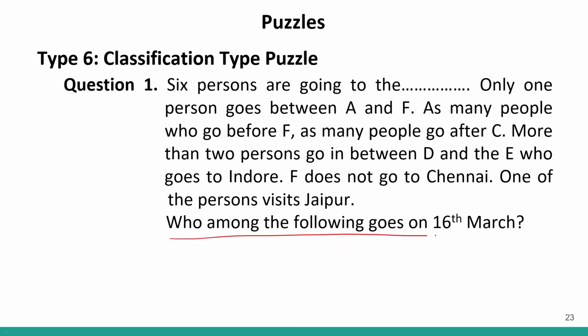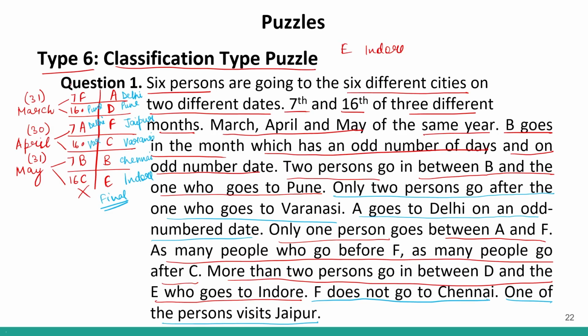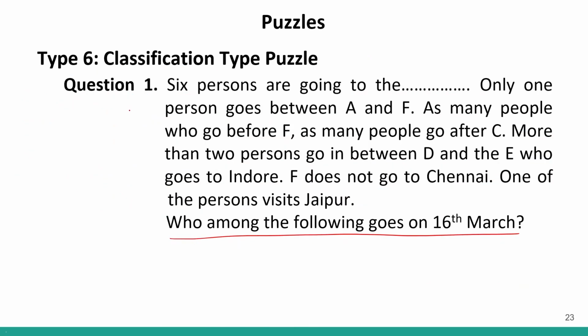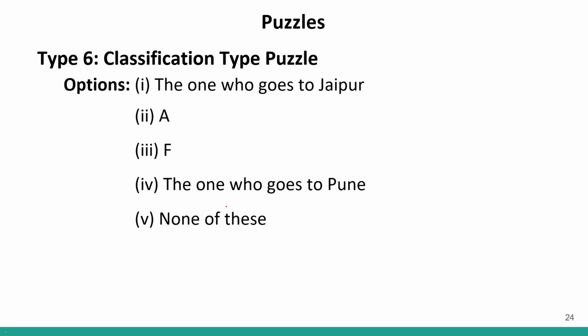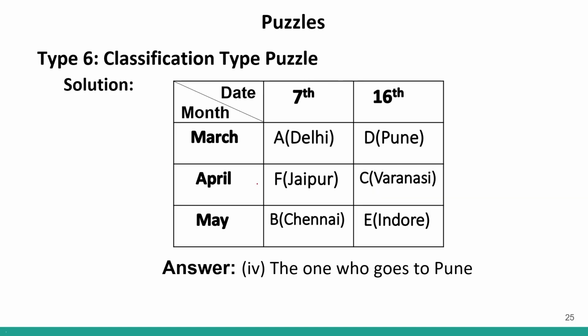Question 1 asks, who amongst the following goes on 16th March? So 16th March, let us go back to the final arrangement. 16th March is this date, right? On 16th March we have D, Pune. So D goes to Pune on 16th March. If I look at the options, I cannot see D, but I can see the one who goes to Pune, that is D. So on 16th March, option 4, the one who goes to Pune, will be the correct answer. Okay? This was the arrangement.